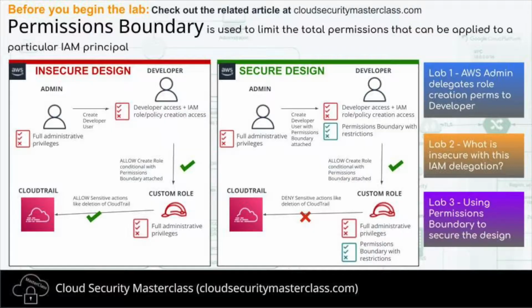In this lab, we will be creating two users, admin and developer. We will give the flexibility of permissions management to the developer user by granting IAM role and policy creation privileges and see what is insecure with this design. Then, we will implement safeguards for this design by applying the permissions boundary to protect against sensitive activities, using the example of deletion of CloudTrail audit logs.